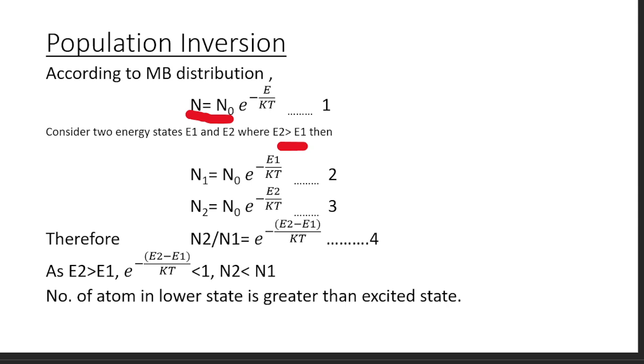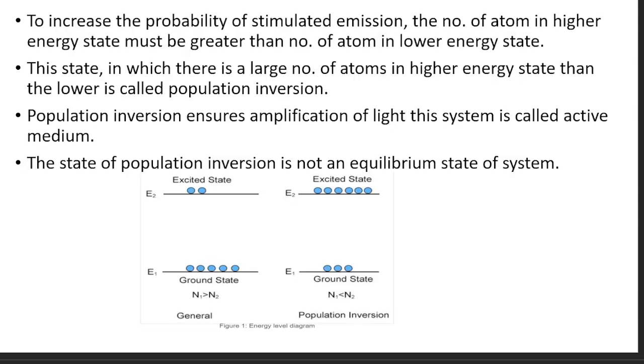As we consider the energy of the excited state to be greater than the ground state, this term e raised to minus (E2 minus E1) upon KT is less than 1. Therefore, the condition is that N2 is less than N1. That means the number of atoms in the lower energy state is greater than in the excited state. To increase the probability of stimulated emission, we need more atoms in a higher excited state than in the lower energy state.